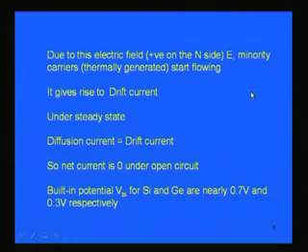So, this electric field will now be acting upon the minority carriers. So drift current will be produced, and under steady state diffusion current is equal to drift current. So net current will be 0 under open circuit. Now, this built-in potential for silicon and germanium is typically nearly 0.7 volt and 0.3 volt.